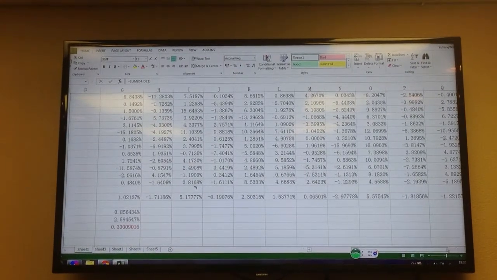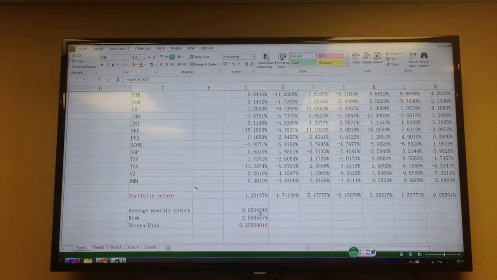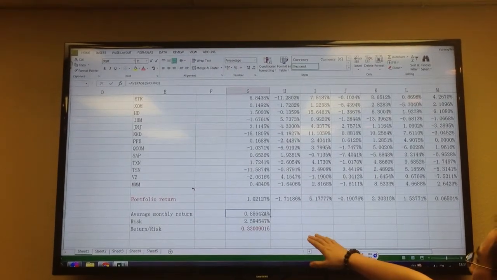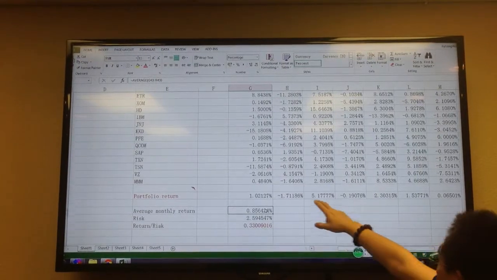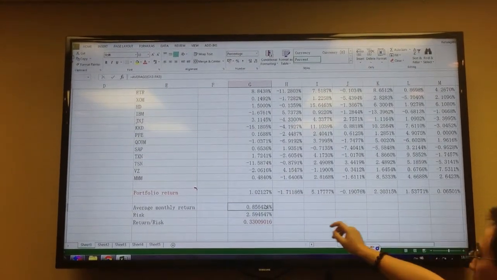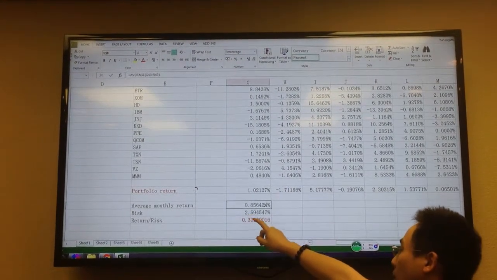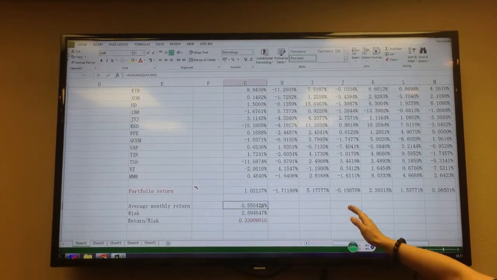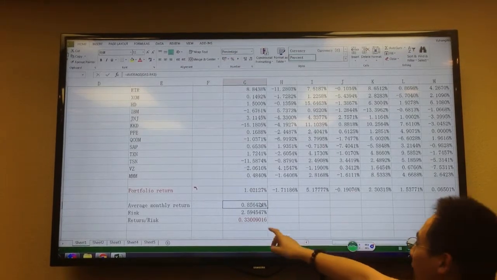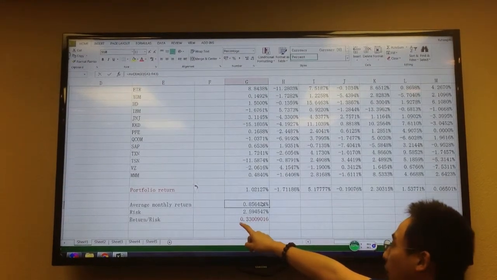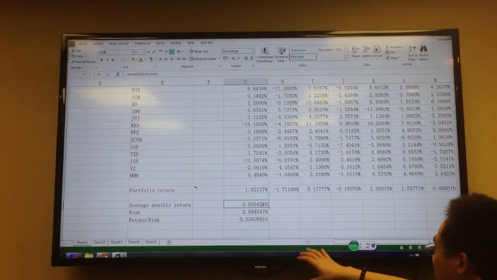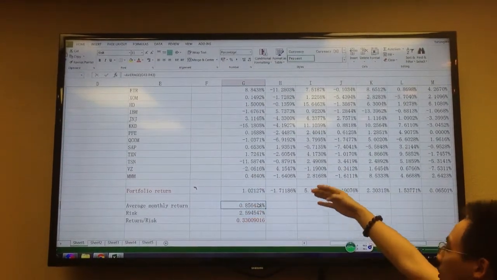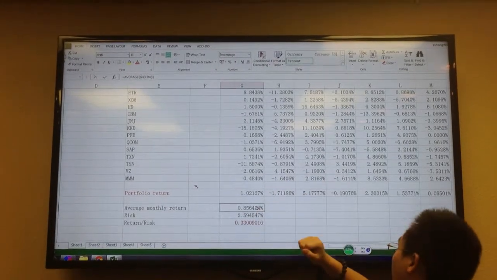And then I calculated the average monthly return for my portfolio, which is about 0.85%, and the risk for these 12 months, the standard deviation, is 2.59%. And I divided the return by the risk. I got this one, 0.33. That means that is the whole portfolio return and risk.